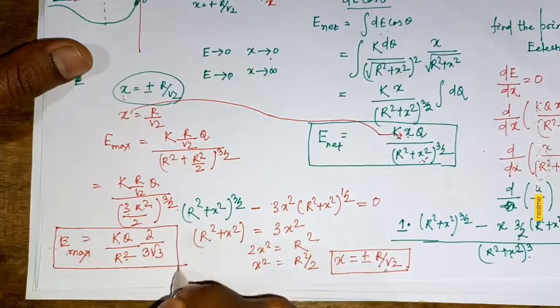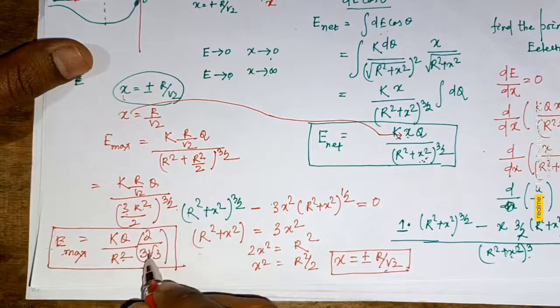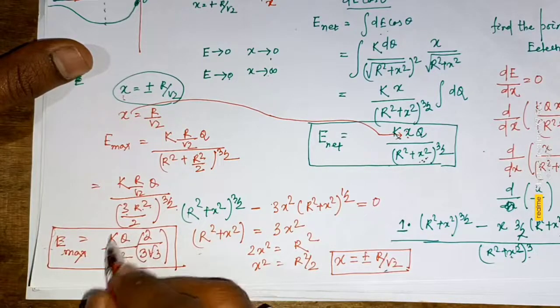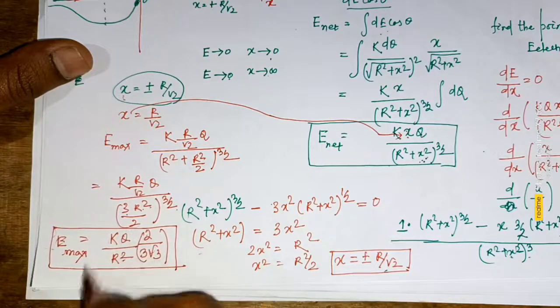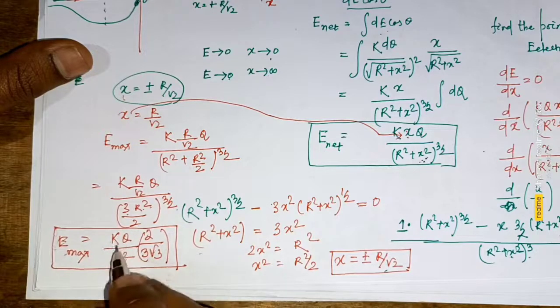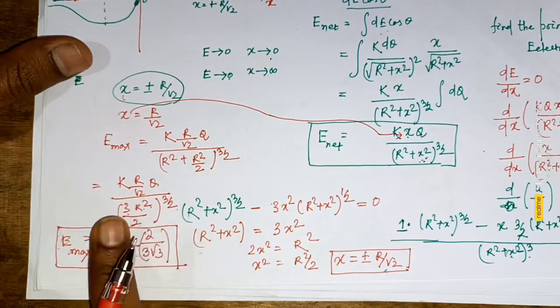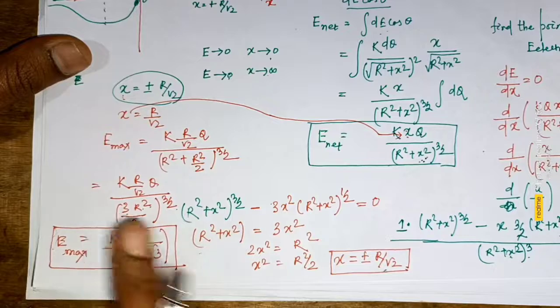And how to remember these things? Students have to remember this mathematical value 2 upon 3 root 3. And you know the expression of electric field due to a point charge, kq upon r square. If you want to remember, just write the electric field due to a point charge, that is nothing but kq upon r square, that we all know, and remember the value 2 upon 3 root 3. That can help you a lot.